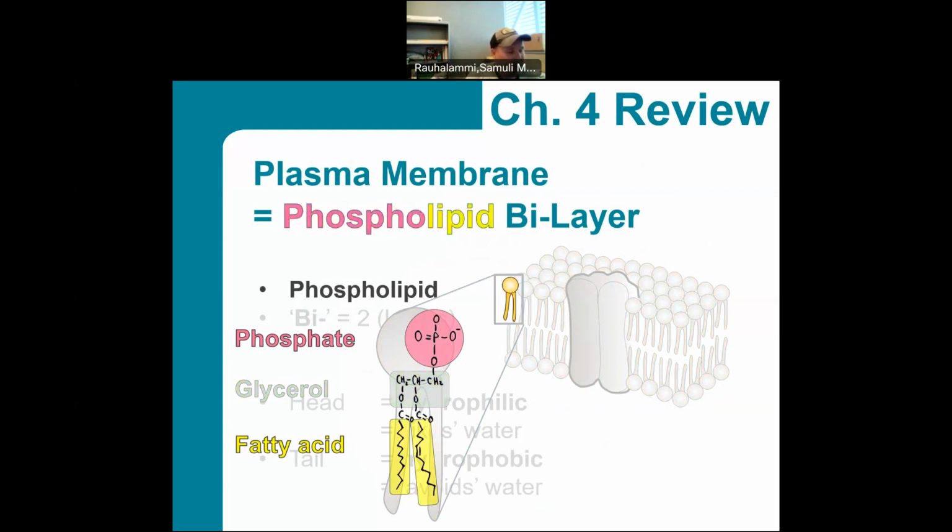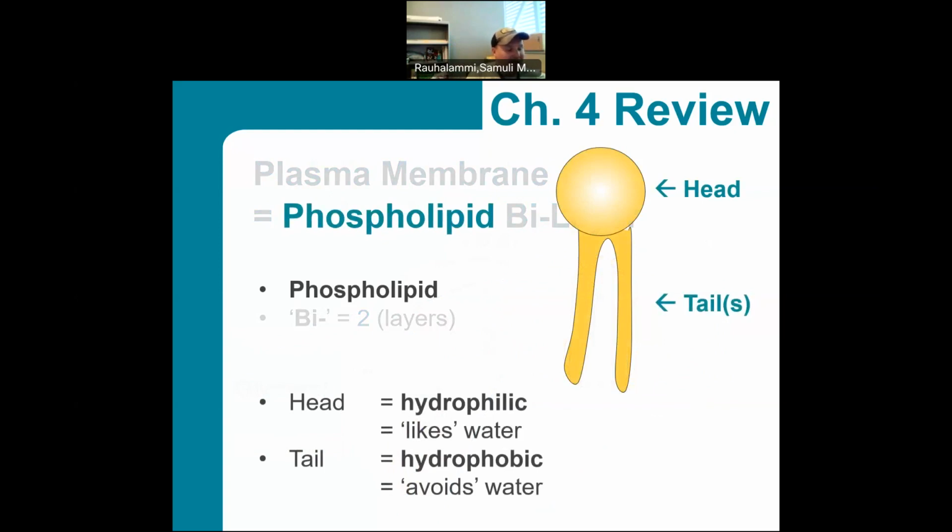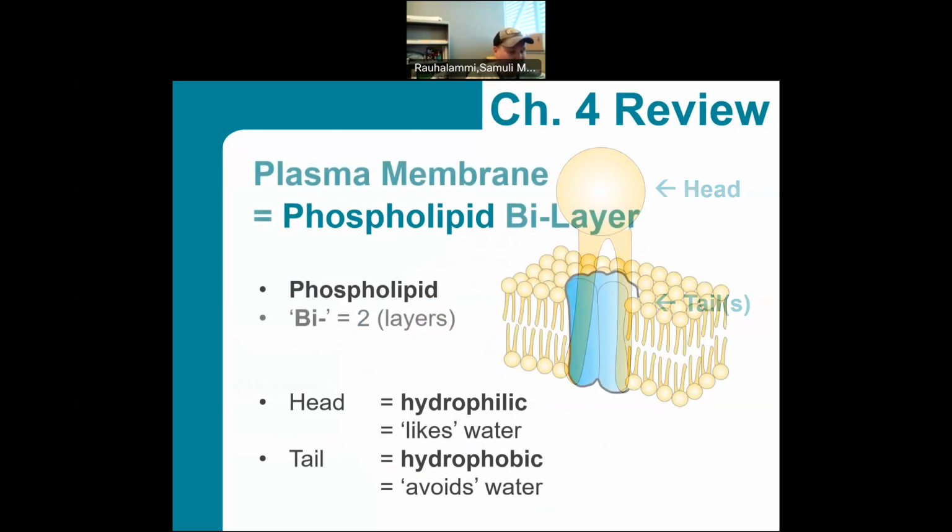In terms of the phospholipid, it's really the phosphate and fatty acid that we're often illustrating on these diagrams where we're drawing them, and the bilayer comes from the fact that there's two of these layers. That was something that spontaneously arranged. We remember the phospholipid had a head end that was hydrophilic, attracted to water, and a tail end that was hydrophobic, avoided water, which explained this spontaneous arrangement of these cell membranes.